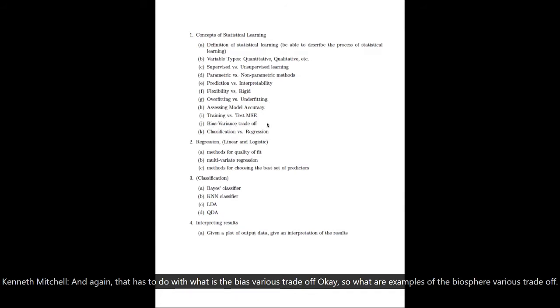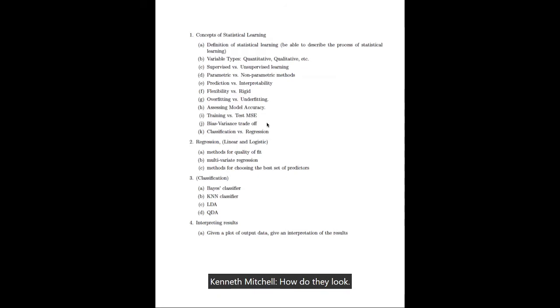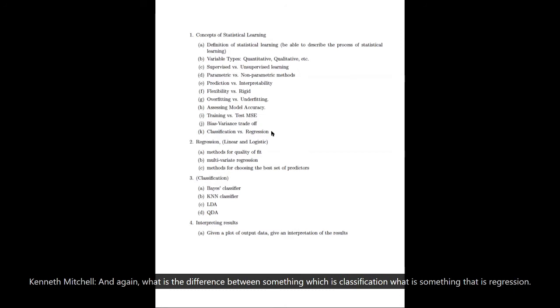So what are examples of the bias-variance trade-off? How do they look? How are they different? And then what we have is classification versus regression. And again, what is the difference between something which is classification? What is something that is regression?